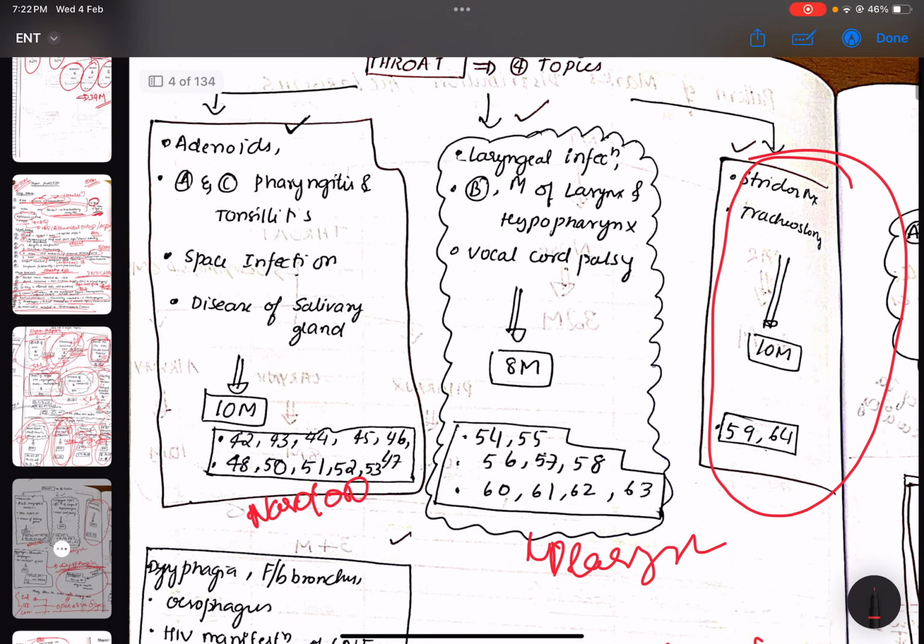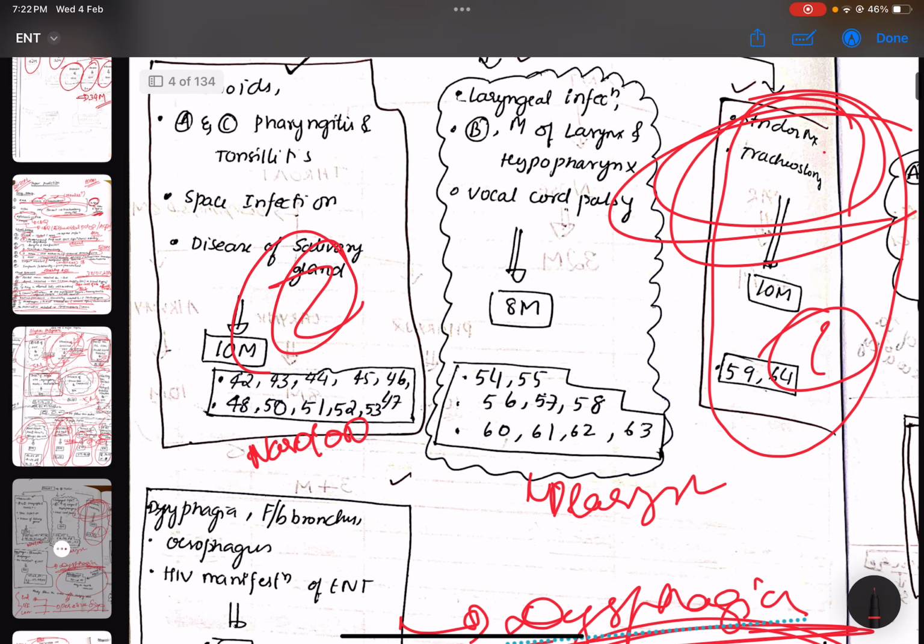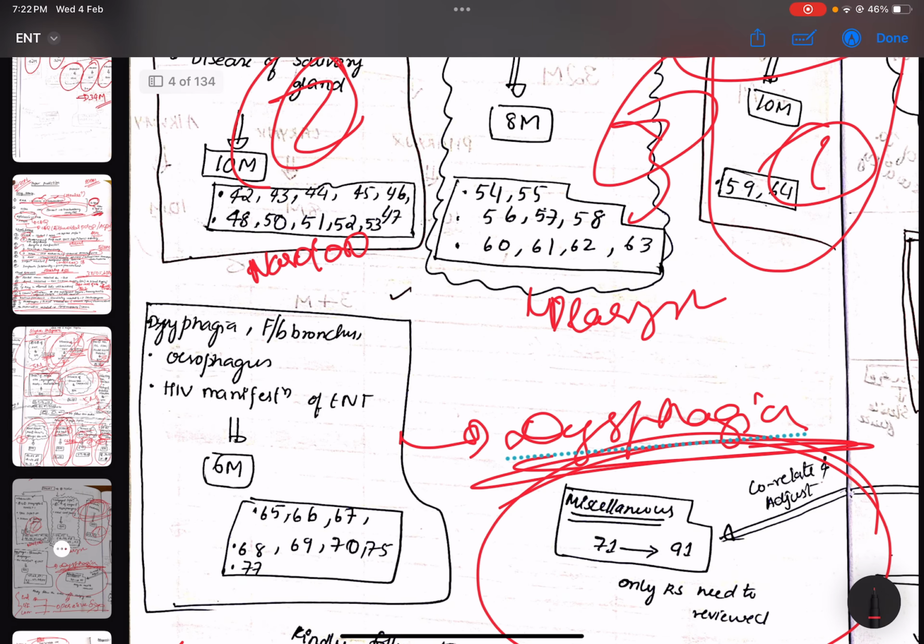Then when it comes to throat, the first thing you need to finish, if you ask me, is tracheostomy. In and out of tracheostomy is important. First finish this, then go for this. Okay, then you can come for this. Lastly, you can study this.